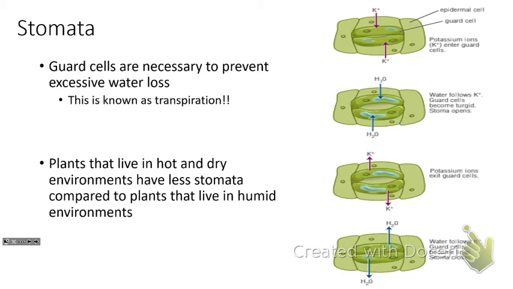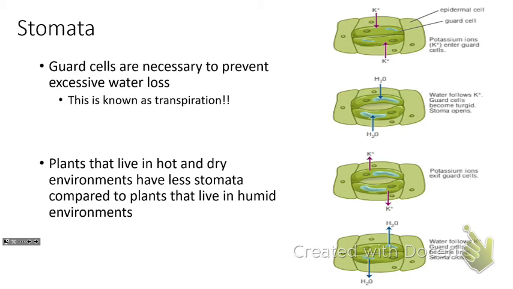What do you know about a desert? Is it wet there typically, or is it pretty dry? Dry, right? So plants that live in dry and arid environments are going to have less stomata because they want to minimize that chance for losing water, right?